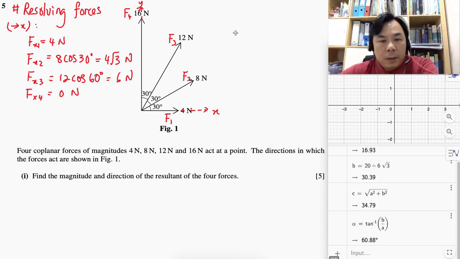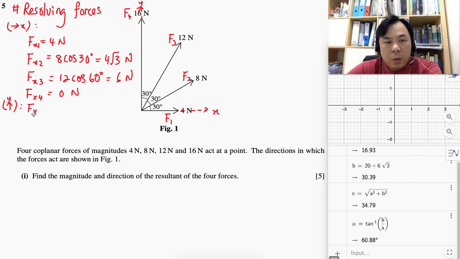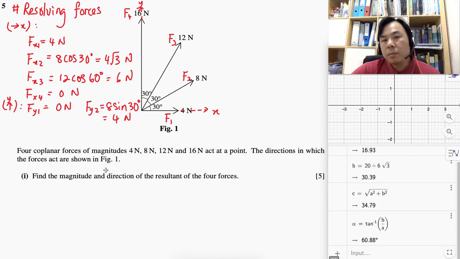Next, we're going to resolve it in the vertical component, y, by doing the same approach. So I will have my y1. For y1, there is no vertical component. And then next, my y2 here will be 8 sin 30, and that will be 4 Newton. And then I'm going to repeat that for y3.